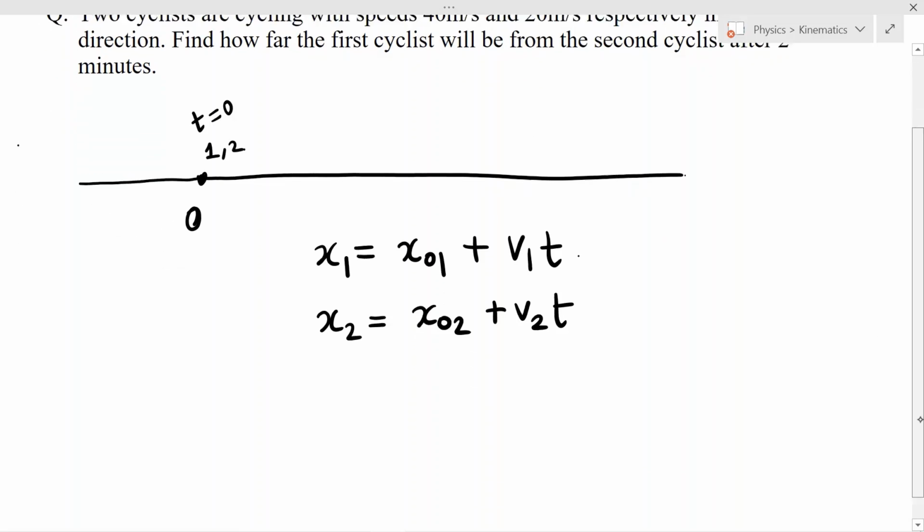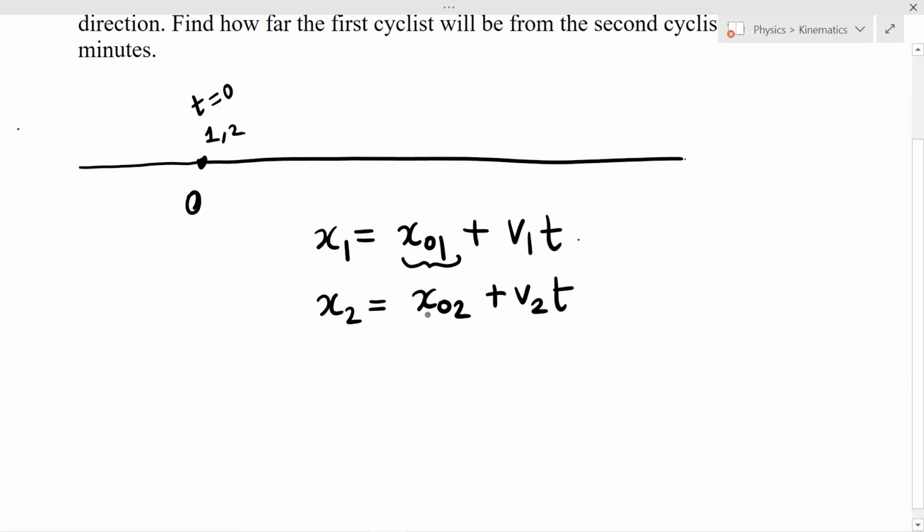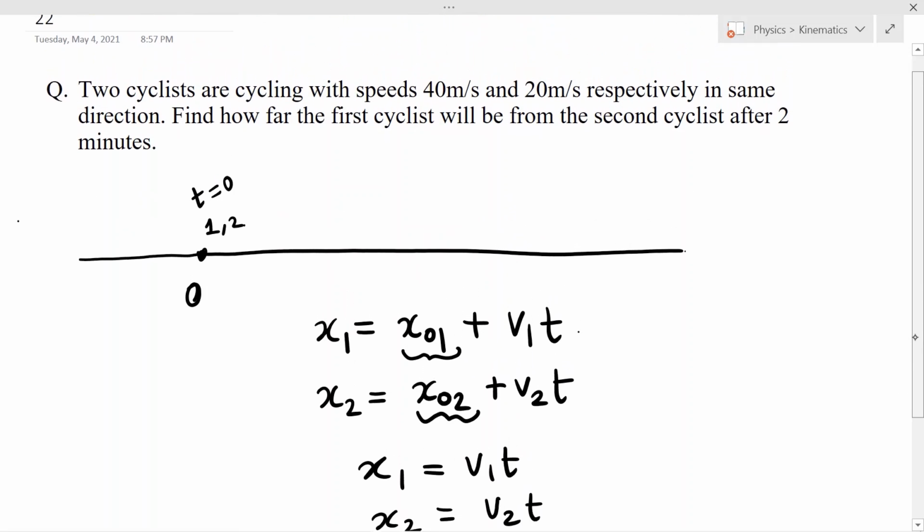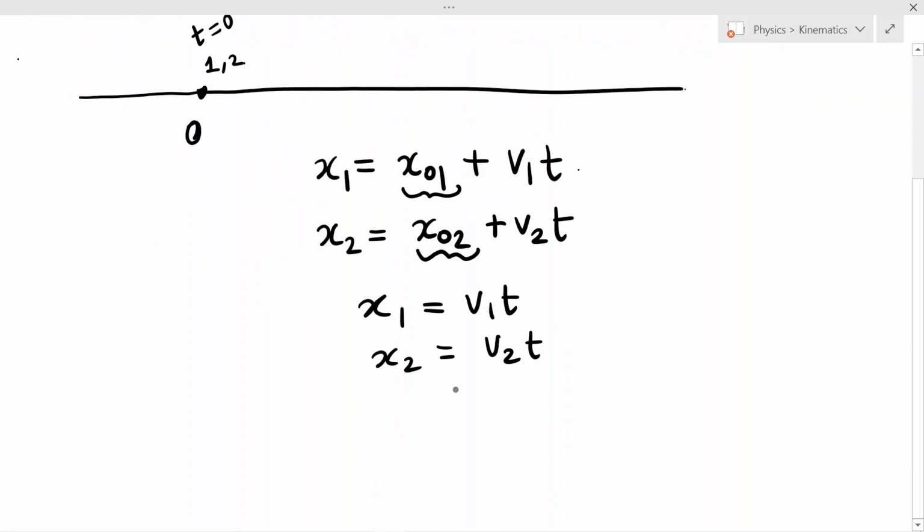So x01 and x02, that is the initial position of the cyclists, is the same. So this is 0. So x1 becomes v1t and x2 is v2t. Now we have to know how far the cyclists are, so the difference between these two. Since x1 is bigger, we will subtract x2 from x1. Sorry, this is x2. That will be v1 minus v2 times t.